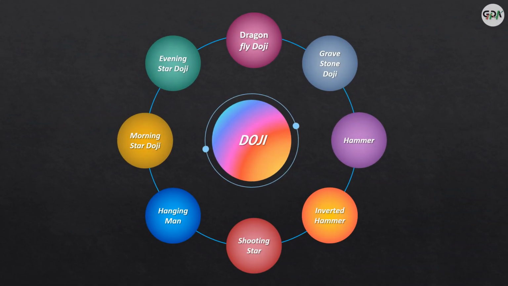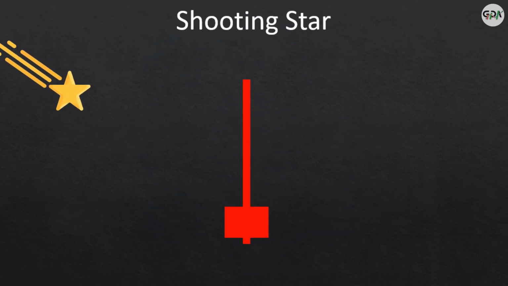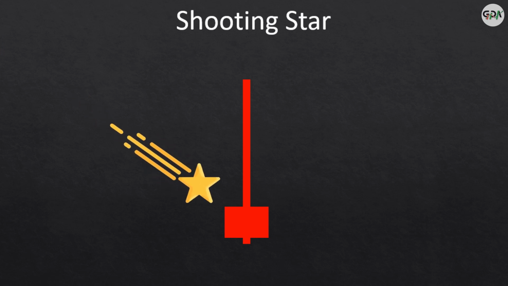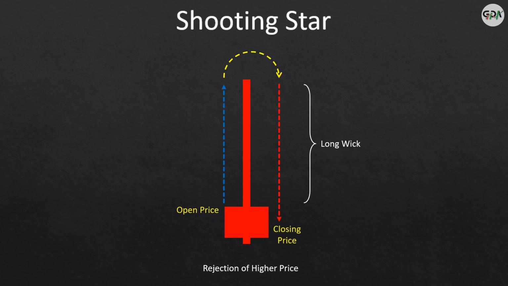Friends, another type of doji is the shooting star, which is an important bearish reversal pattern. Shooting star. Its structure looks like a meteoroid or falling star. It is considered to be an important bearish reversal pattern. The candle opened here, initially traveled towards the upside and rejected the higher price, and closed a little bit below the open price, forming a very long wick and small body.